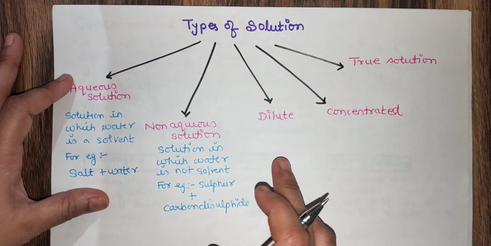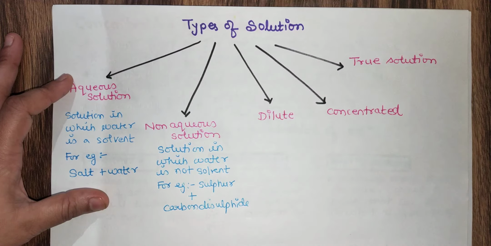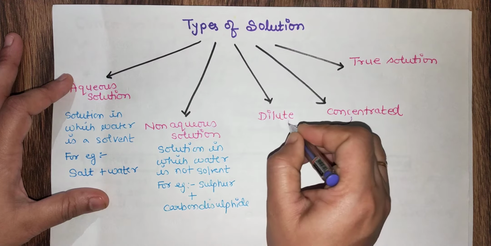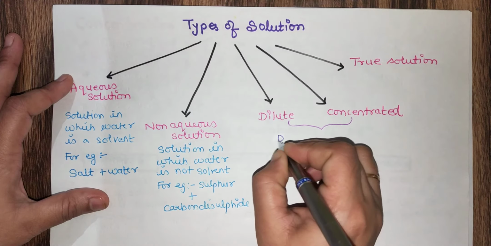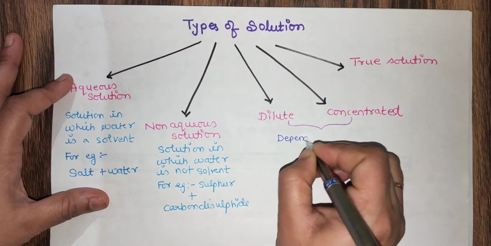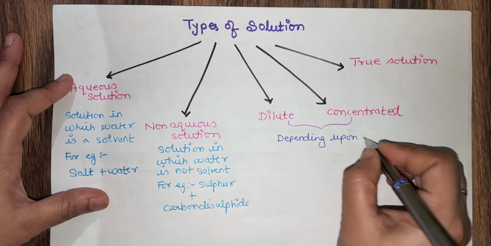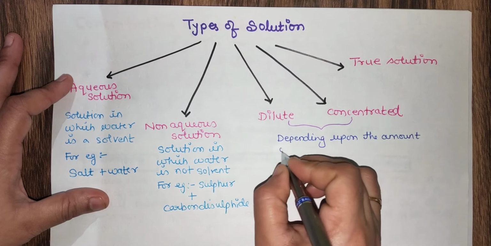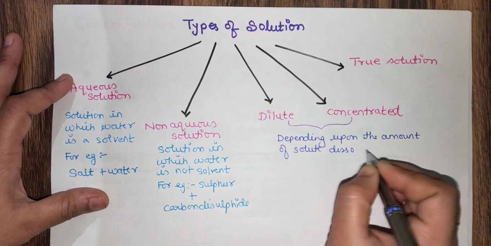Then what is dilute solution and concentrated solution? This depends on the amount of solute dissolved in the solvent, that is, how much quantity you have taken. So it depends upon the amount of solute dissolved in the solvent.